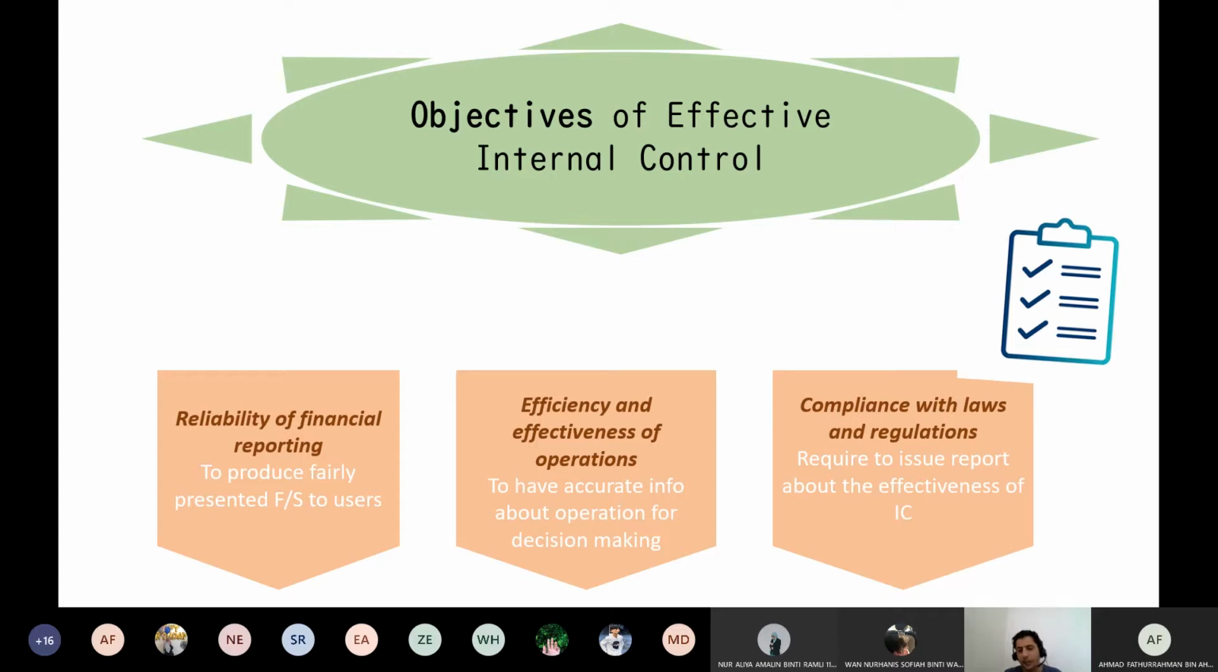Thirdly is compliance with laws and regulations. So internal control is required to issue a report about its effectiveness. If there is any law or regulation, either by government, by the stock market, or even by the board of directors, internal control will play a role to ensure that these rules or laws have been complied with by the staff and so on.